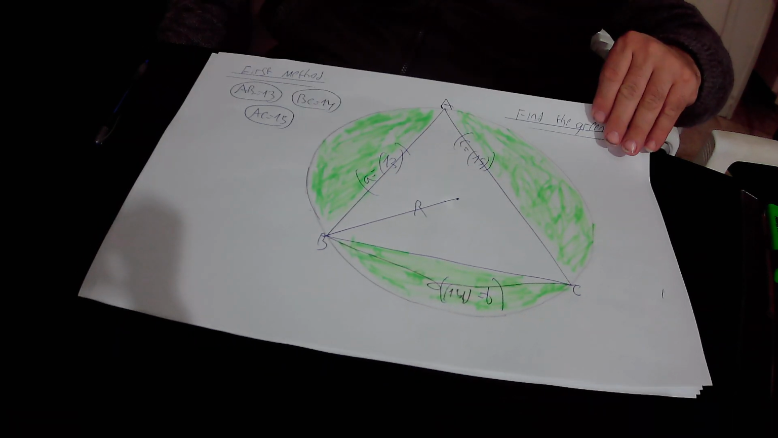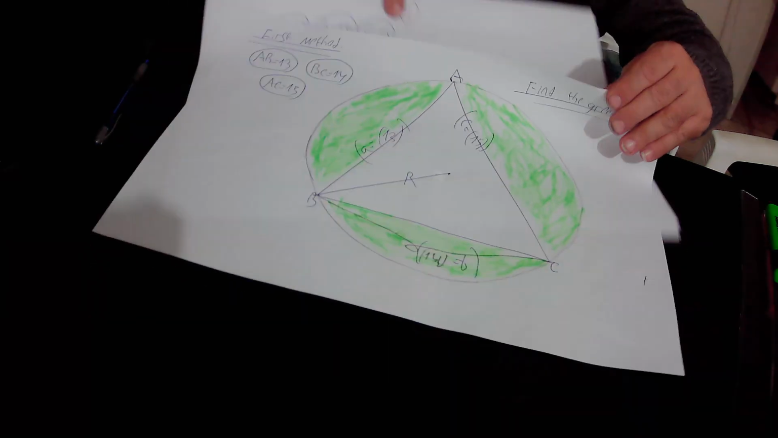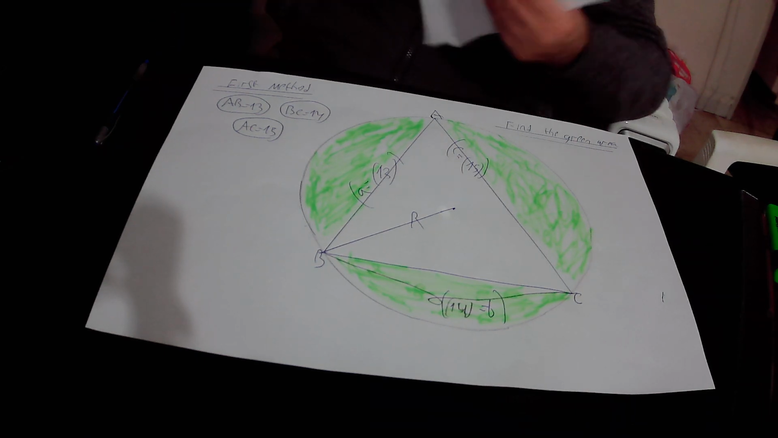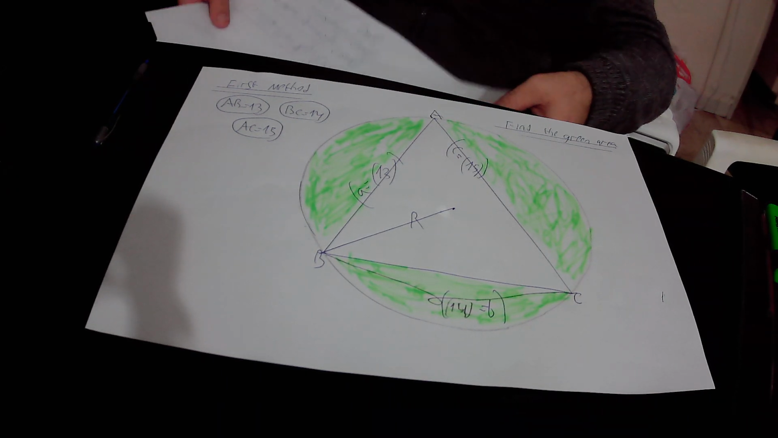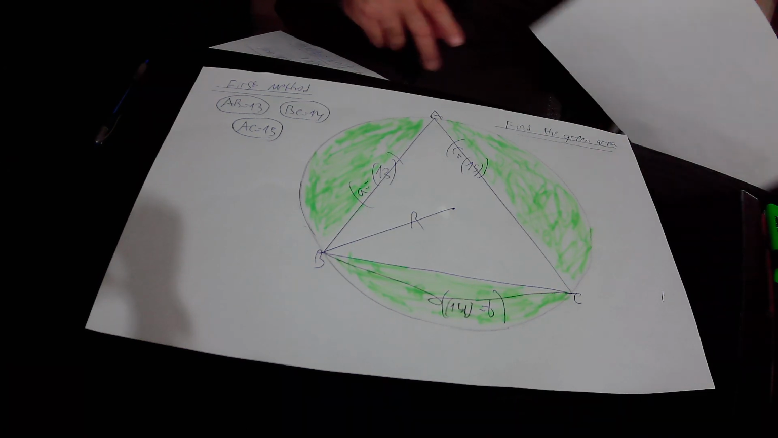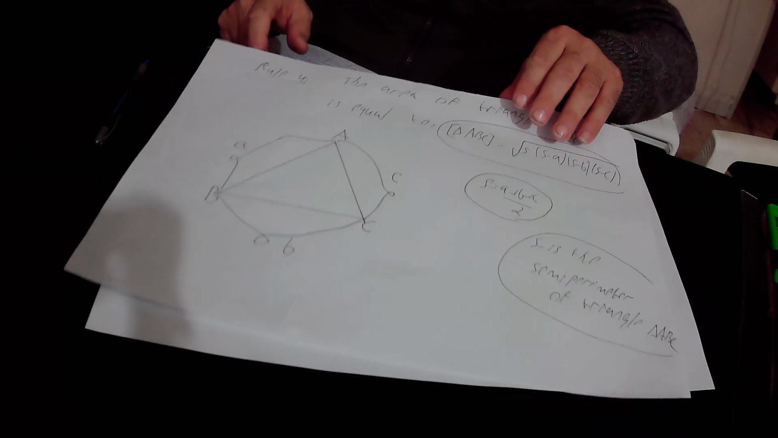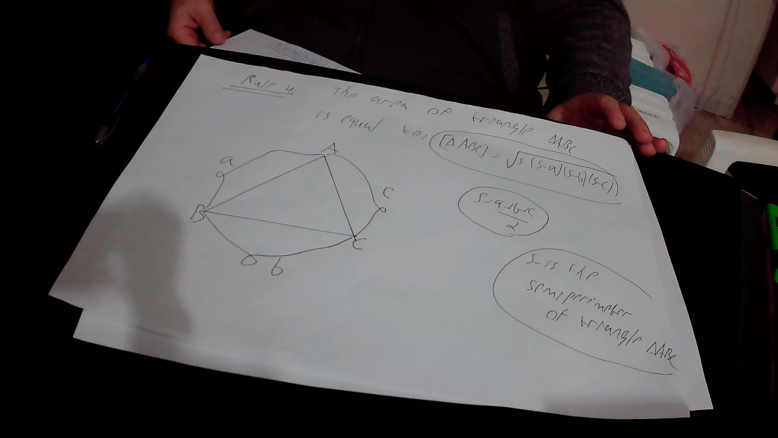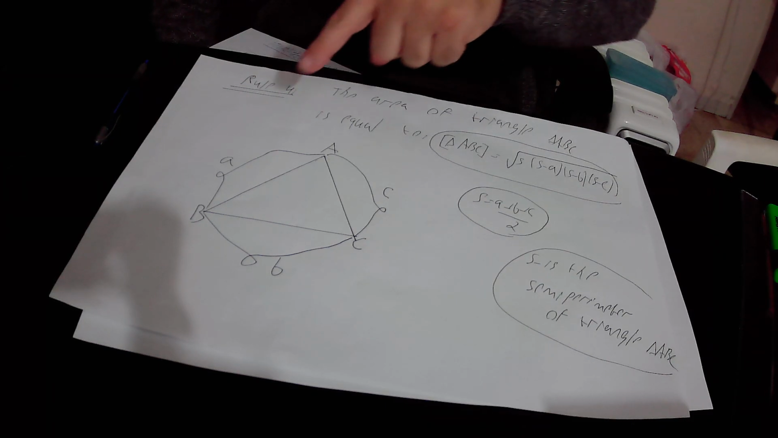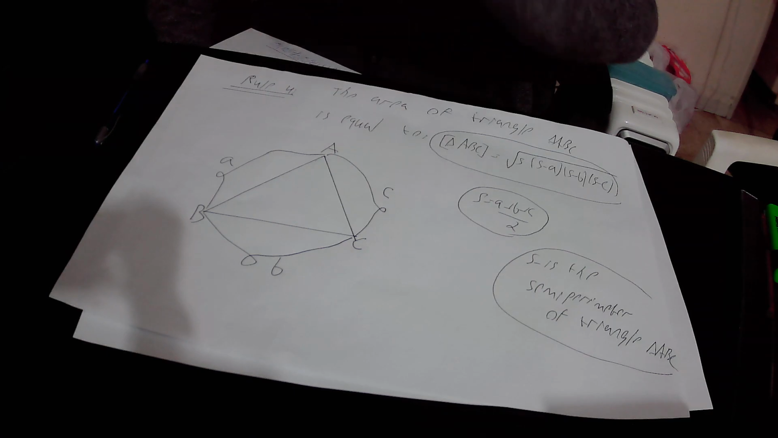Okay, so in the first method, I presented to you rule number 4, and we implemented rule number 4 in our drawing. According to rule number 4, the area of triangle ABC equals the square root of S times S minus A times S minus B times S minus C. Here, S is the semi-perimeter of this triangle ABC.